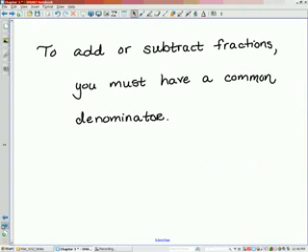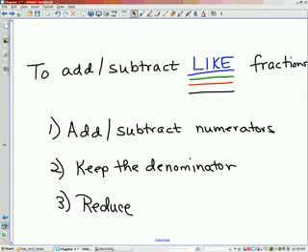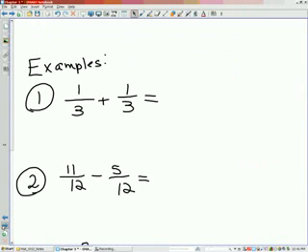To add or subtract fractions, you must have a common denominator or the same denominator. To add or subtract like fractions, that means they have the same denominator. What you will do is you will either add or subtract your numerators, keep the denominator, and then completely reduce your fraction.